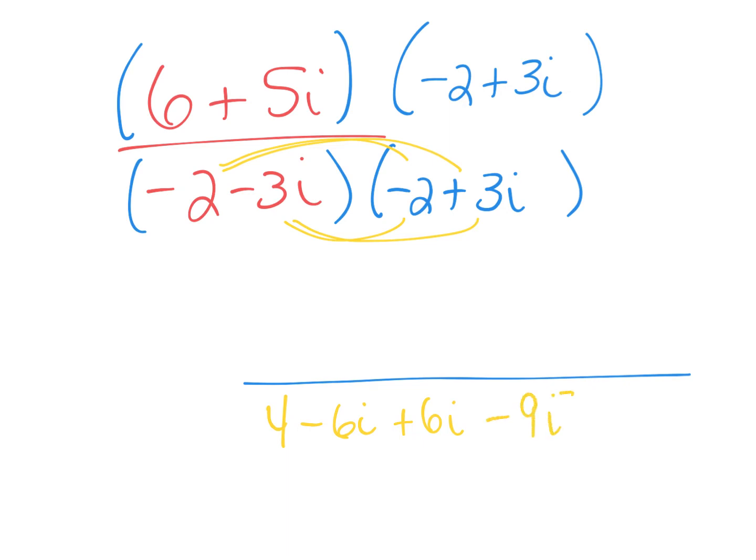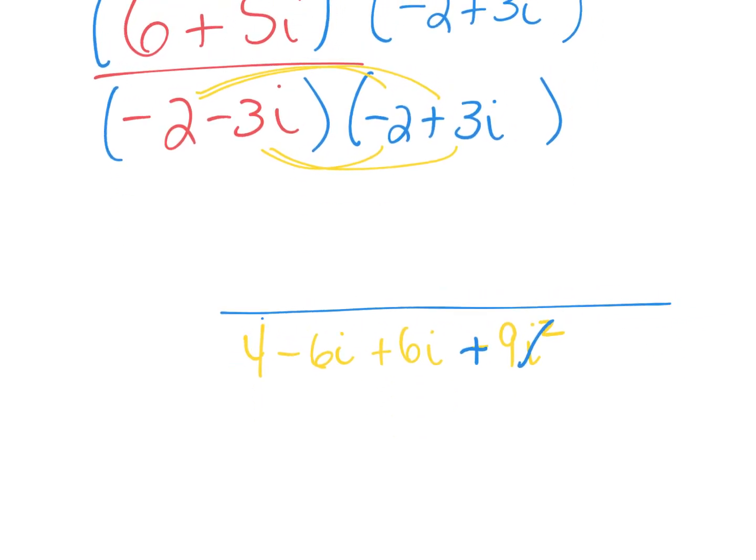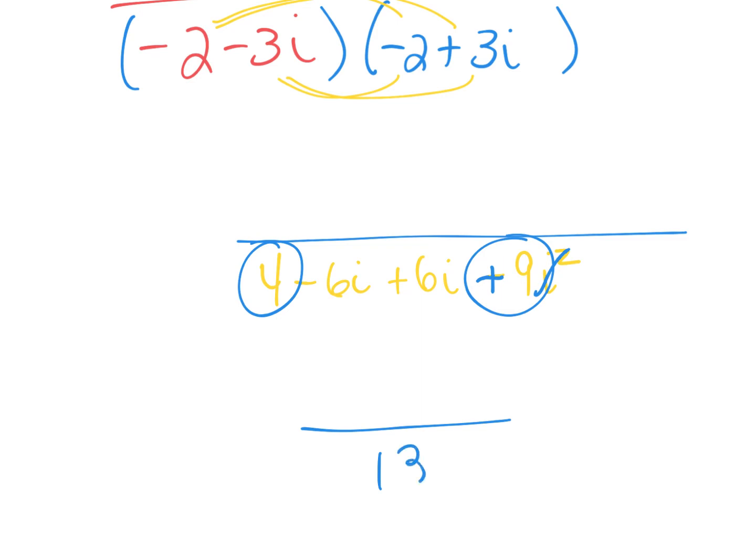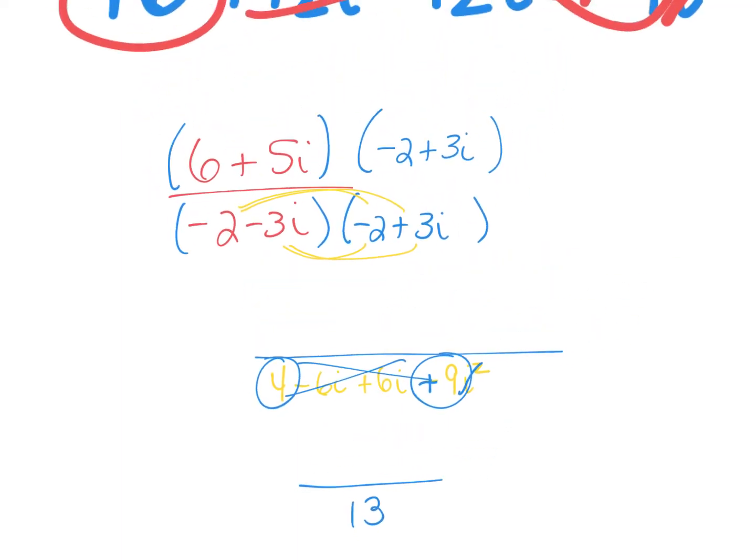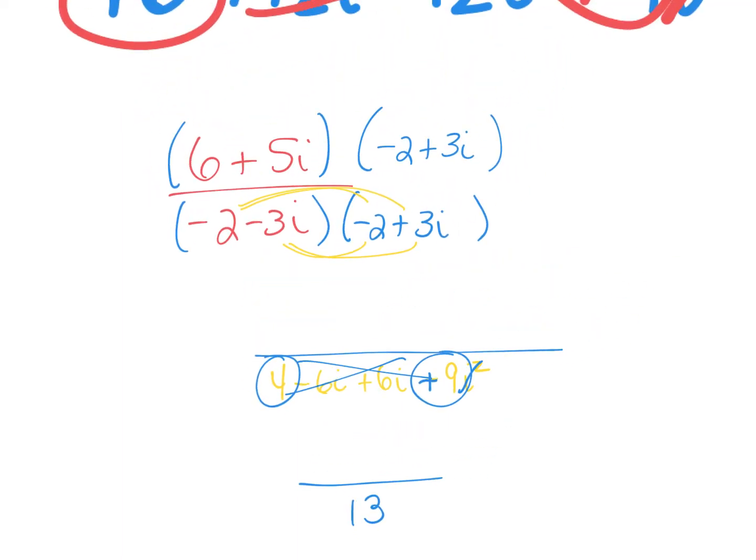Negative 9i squared. As soon as you see that squared, you do what? You cross it off and change the sign. So this becomes 4 plus 9, which is 13. Do you see the whole reason we did that is so the i's do what? Cancel out. What's negative 6i and a positive 6i? They cancel out. So now you have removed the imaginaries from the denominator.